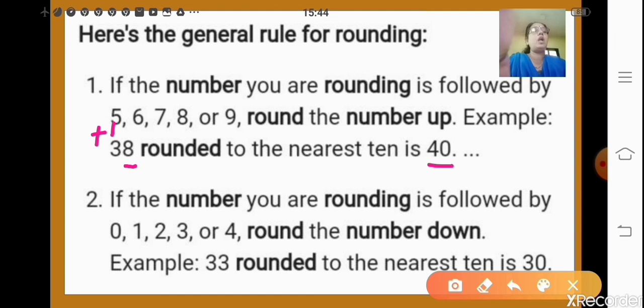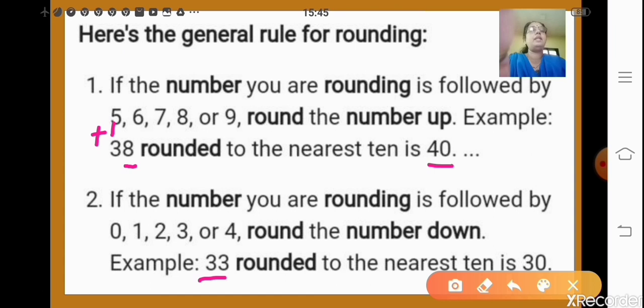That is, if you want to round off a number, if the number you are rounding is followed by 5, 6, that is 5 or more than 5, you have to round the number up. Now if the number you are rounding is followed by 0, 1, 2, 3 or 4, that is less than 5, you round the number down.